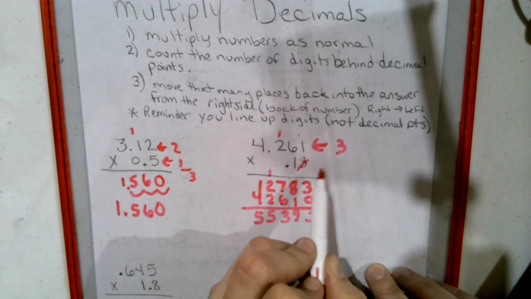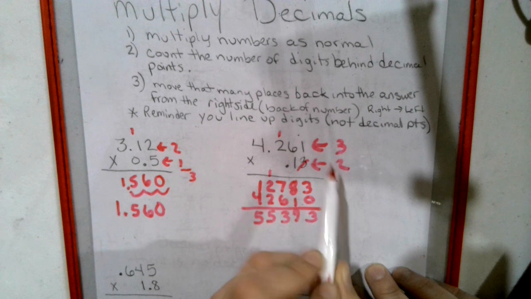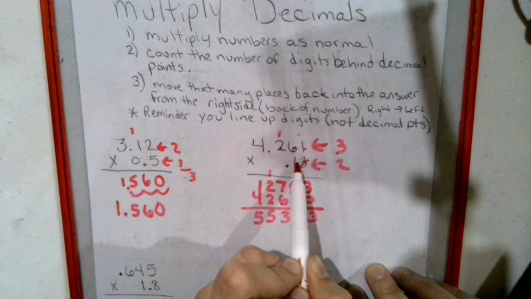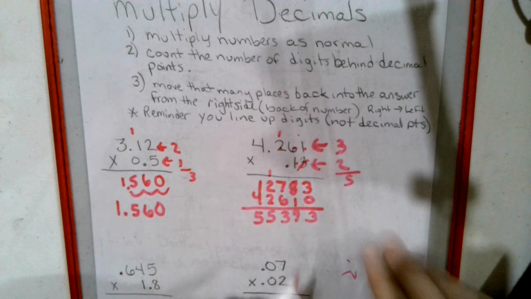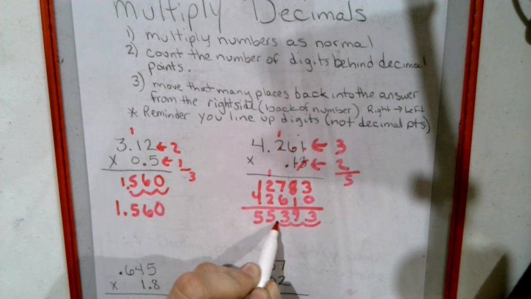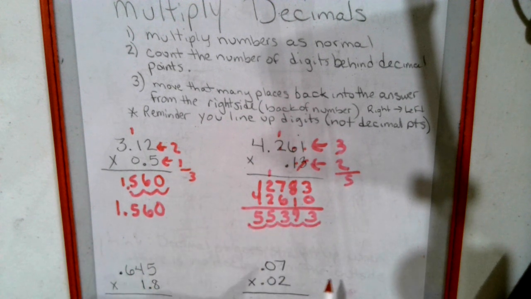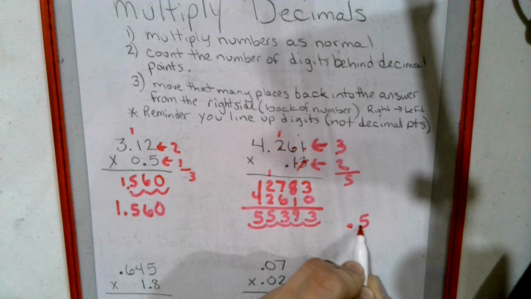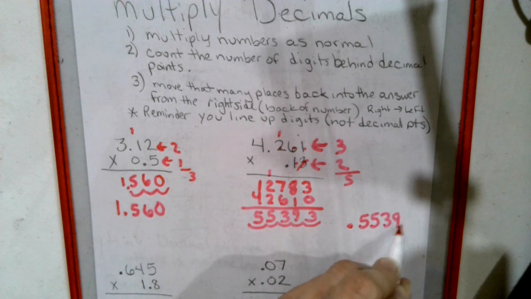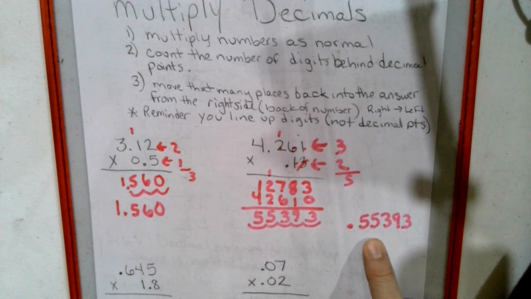3 numbers behind decimals here, 2 here. See, 1, 2, 3, 4, 5. Total 5 jumps. 1, 2, 3, 4, 5. It falls all the way at the front of this number. Decimal point 55393, which is read 55,393 10th, 100th, 1,000th, 10,000th, sorry, 100,000ths, my bad. 55,393 100,000ths.